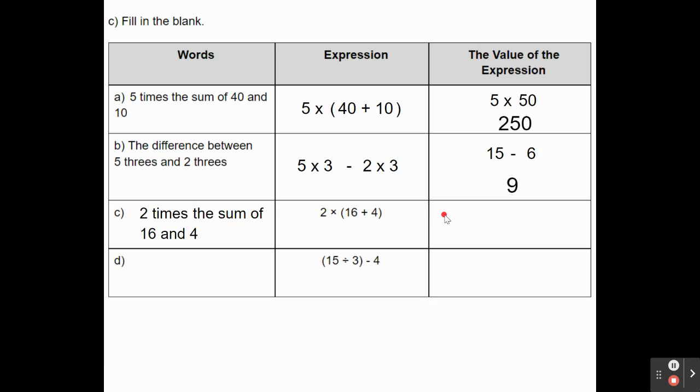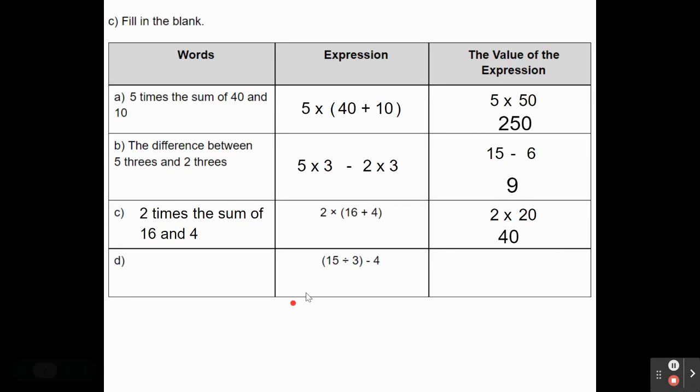When we find the value or the answer, we're going to start by solving whatever is inside the grouping symbols first. 16 plus 4 equals 20. And now we can multiply that answer 20 by 2. So 2 times 20 gets us 40. The value of this expression is 40.